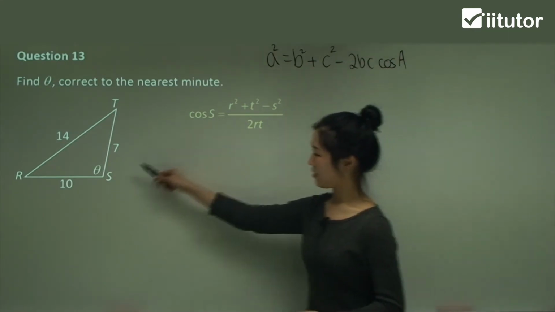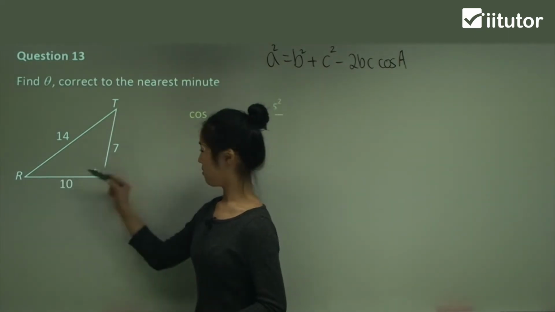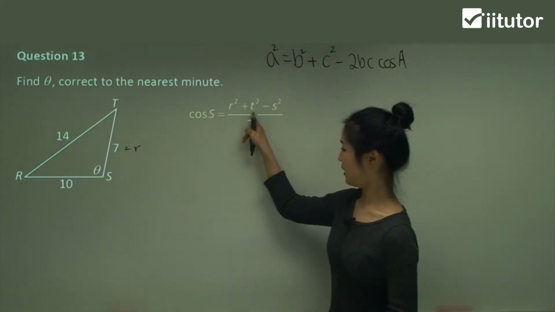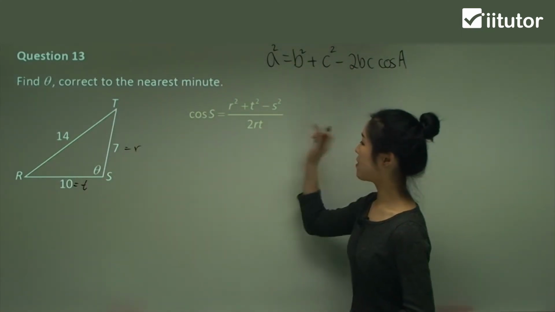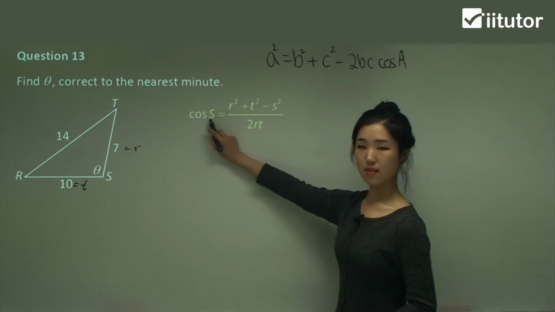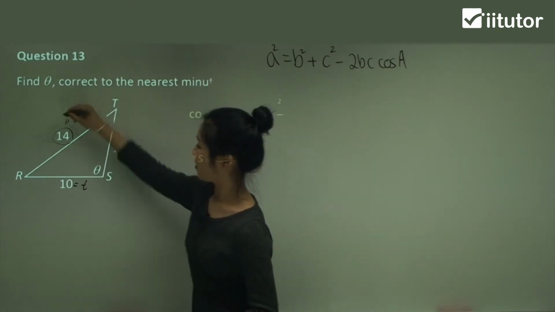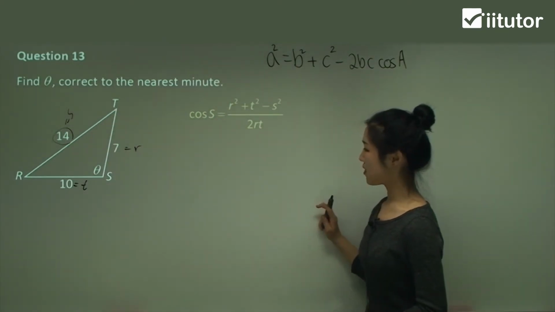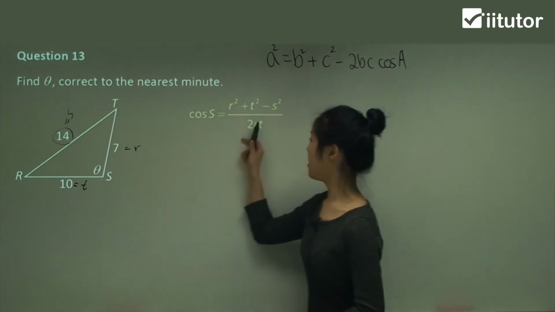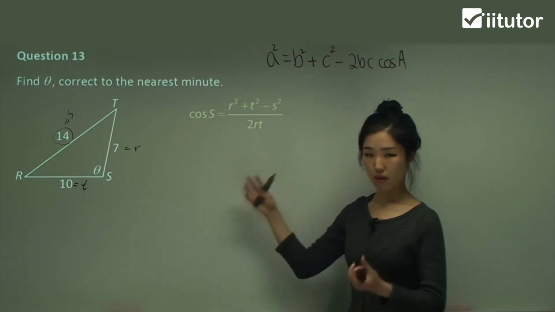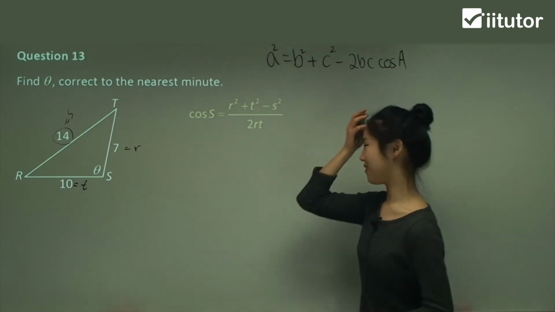So cos S, this angle here, equals R squared. See how this is capital R, this is little r. T, see how this is capital T, this is little t. And then the S, see how this is capital S? The little s must be the side that's opposite this capital S, which is this one. This is little s, sorry. So we put everything in. Cos S equals R squared plus T squared. R and T are the two other sides, and S is the opposite side. So make sure you know, don't get confused.